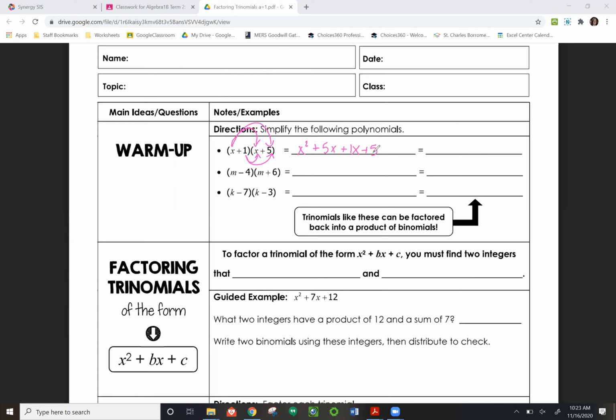Now, the only thing that you have to do is combine like terms. Now, I want you to notice when we're combining these like terms, we are either adding or subtracting based on the signs, but we're combining these two x terms together. So we have positive 5 plus 1. That's going to give me a positive 6x. So I have x squared plus 6x plus 5.